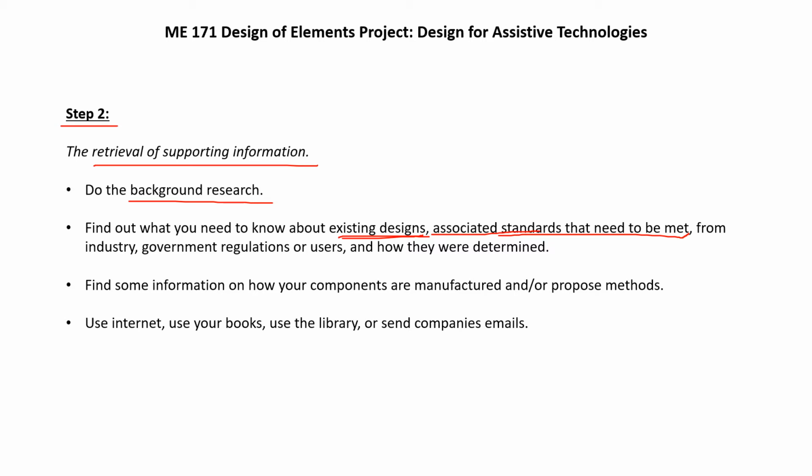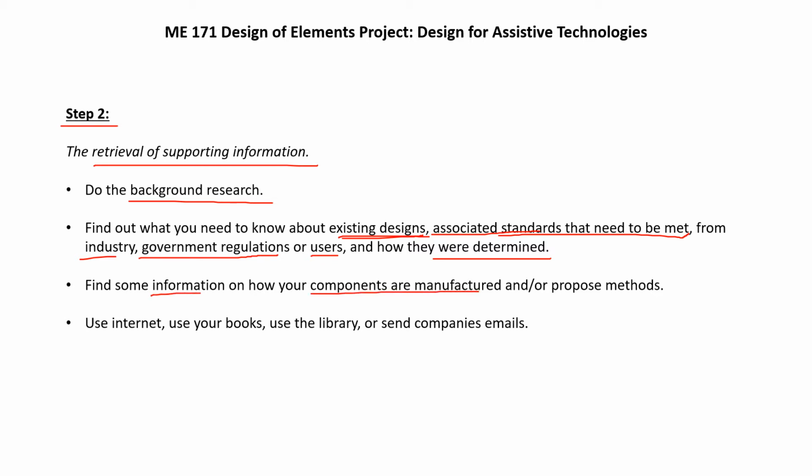Now, these might come from the industry, they might come from government regulations, or from the users or the company that produces them. They may have their own internal standards that need to be followed. And how do we determine where to go to look for those and how to interpret those as well becomes important.